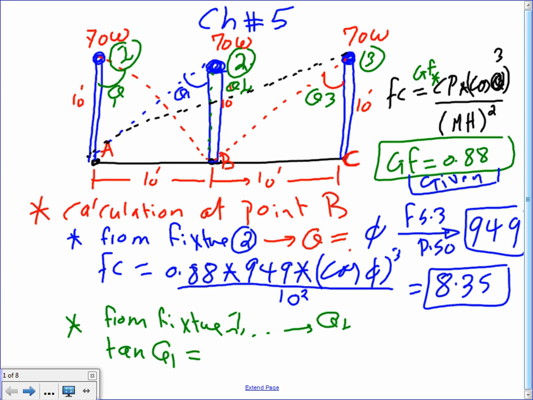Any question, guys, about this? See how easy that is? First, you need to find the angle. From the angle, you find the candela power. Then you plug the angle and the candela power into the formula, and you do the math. The math is a piece of cake, right? Any comments, guys? Any questions?